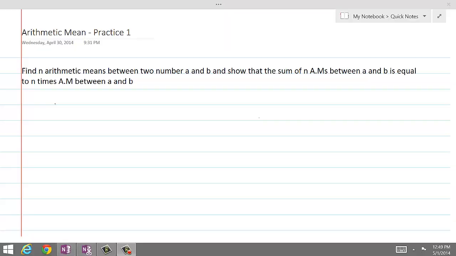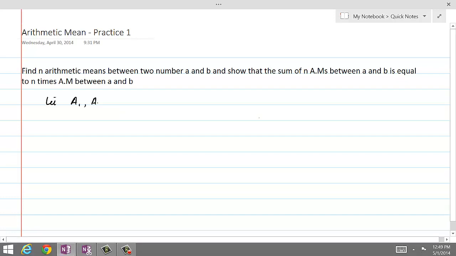Find n arithmetic means between two numbers a and b and show that the sum of n arithmetic means between a and b is equal to n times the arithmetic mean between a and b. Let a1, a2, a3 and so on up to an be n arithmetic means between a and b.